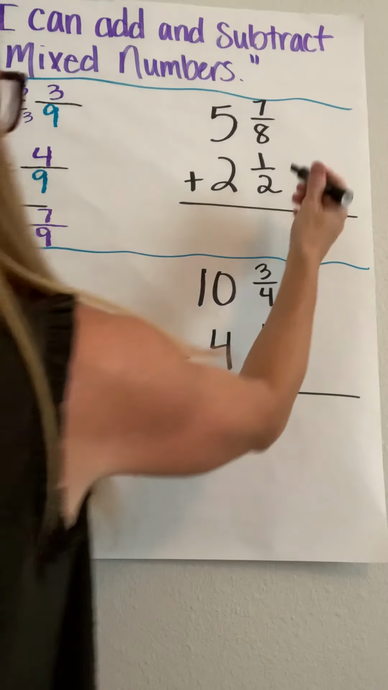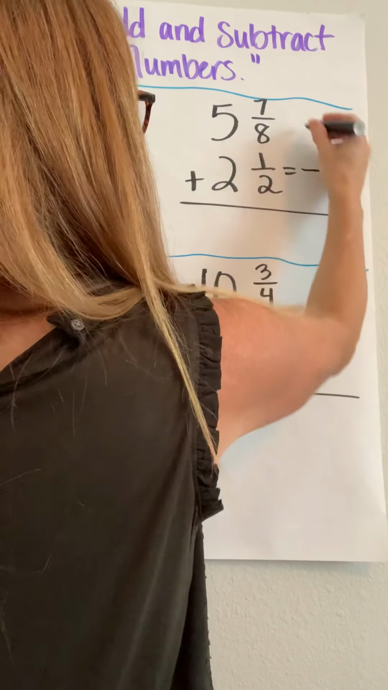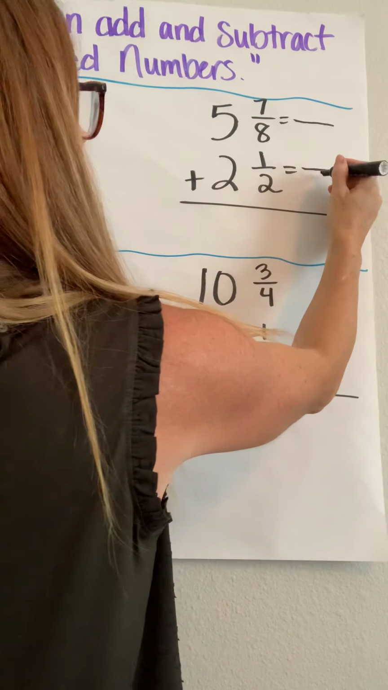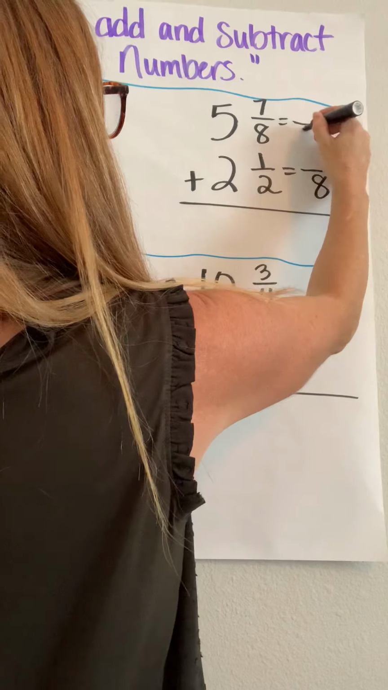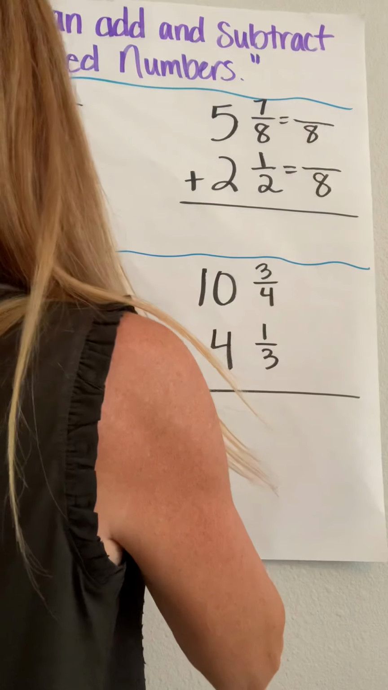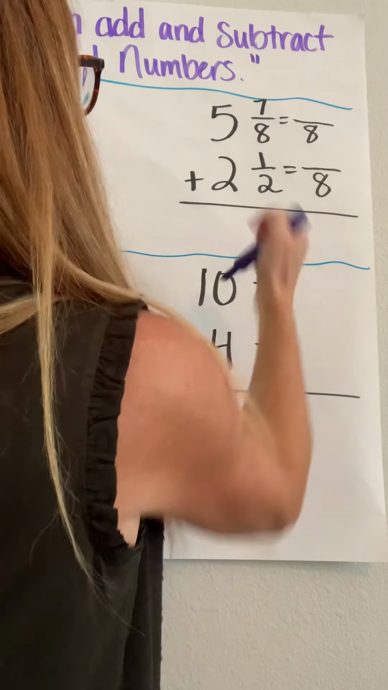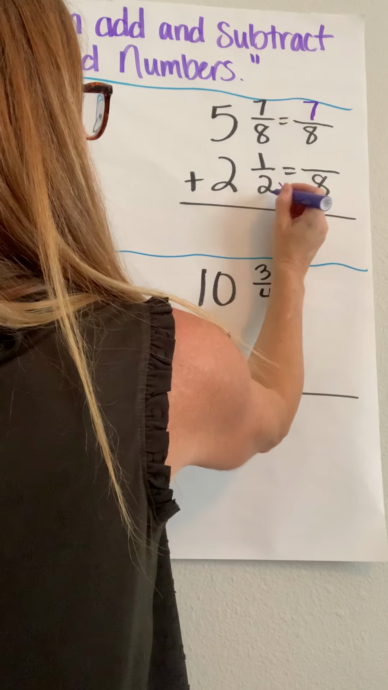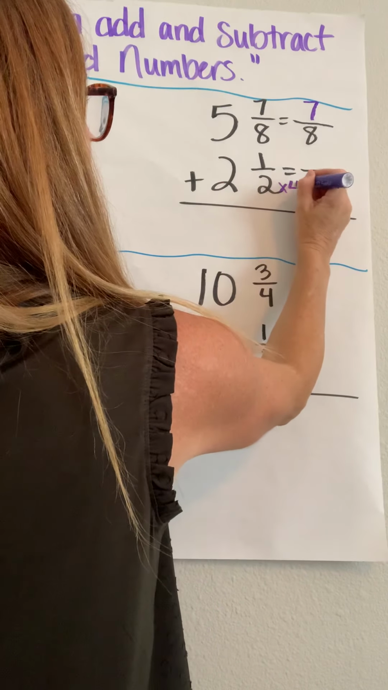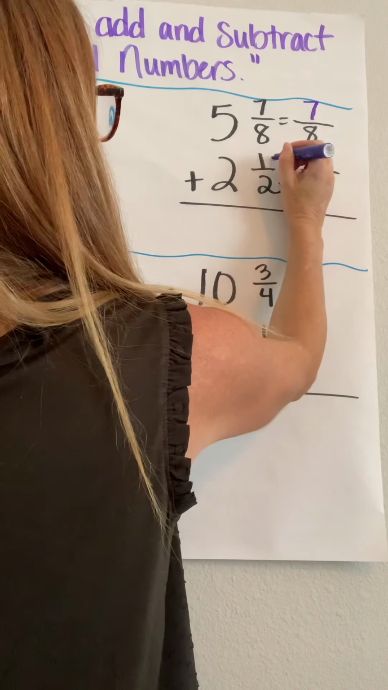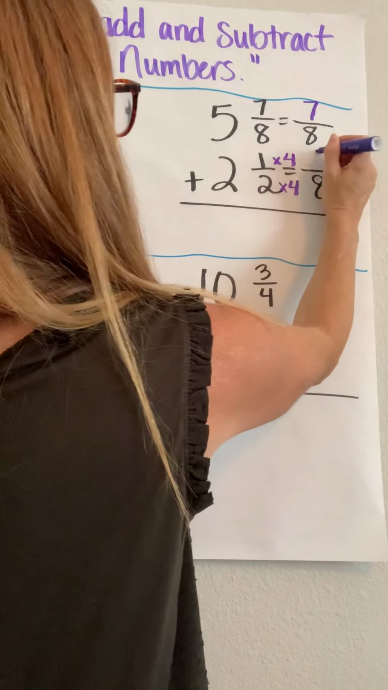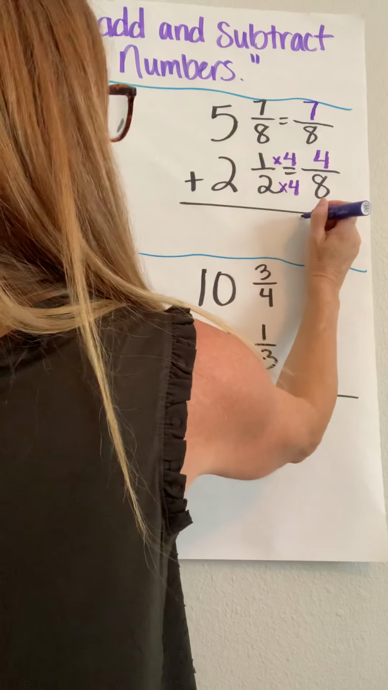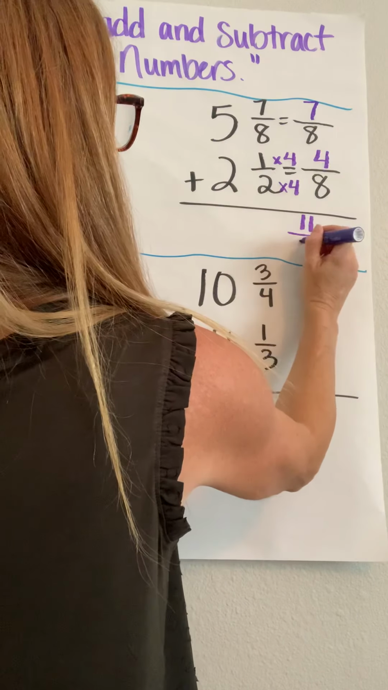Making like denominators. If I'm counting by 8s and I'm counting by 2s, the very first number they would have in common would be 8. All right, I can see nothing changed here. 7/8 is equivalent to 7/8. But here, what times 2 equals 8? That would be 4. What I do to the denominator, I do to the numerator. 1 times 4 is 4. Adding. 7 plus 4 is 11. My 8 is my denominator.